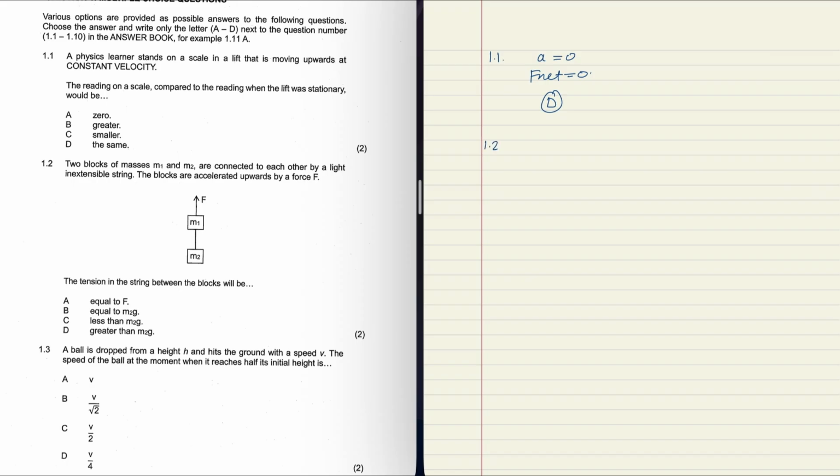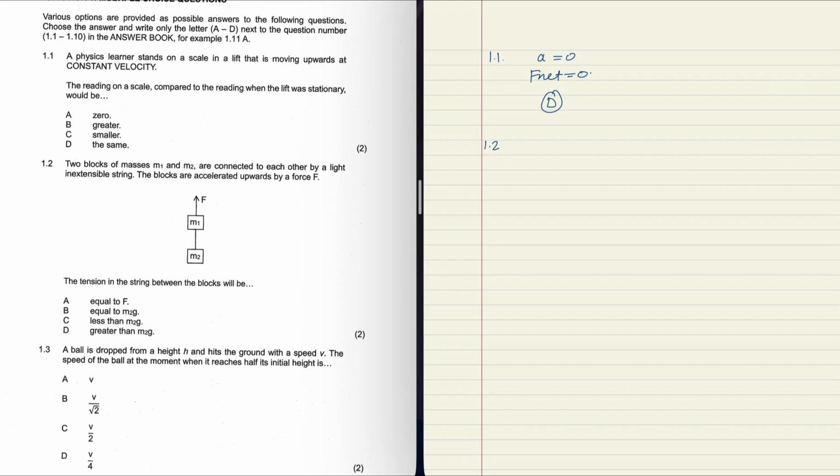Question 1.2. Two blocks of masses m1 and m2 are connected to each other by a light inextensible string. The blocks are accelerated upward by a force F. The tension in the string between the blocks will be, so will it be equal to F? They don't tell us that it's moving at constant velocity, so that seems unlikely. Equal to m2g, less than m2g, or greater than m2g.